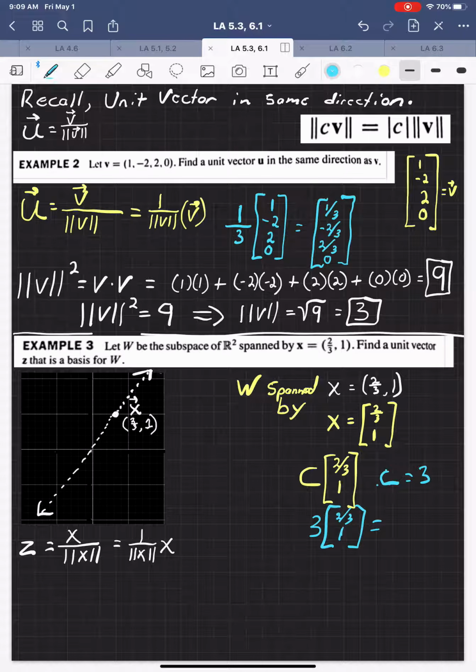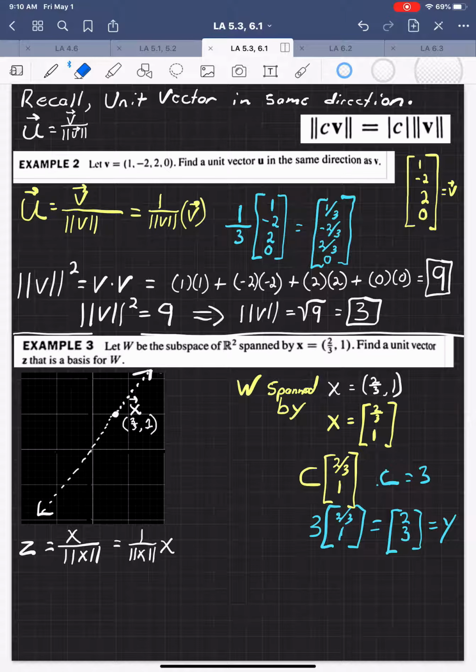Well, what would that be? Well, that would be 2, 3. Right? 3 times 2/3 is 2, and 3 times 1 is 3. Now, I cannot call that x anymore because we've already defined x to be 2/3, 1. So I have to call this new vector 2, 3 something else. We'll just call it y. All right? So let me get back to I want a unit vector. We'll call it z. That is the basis for W.